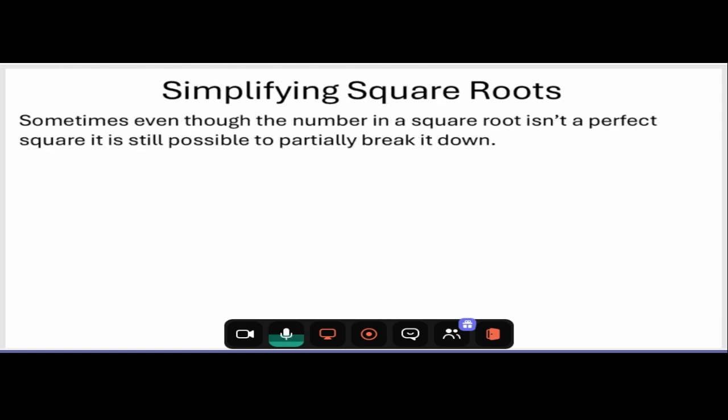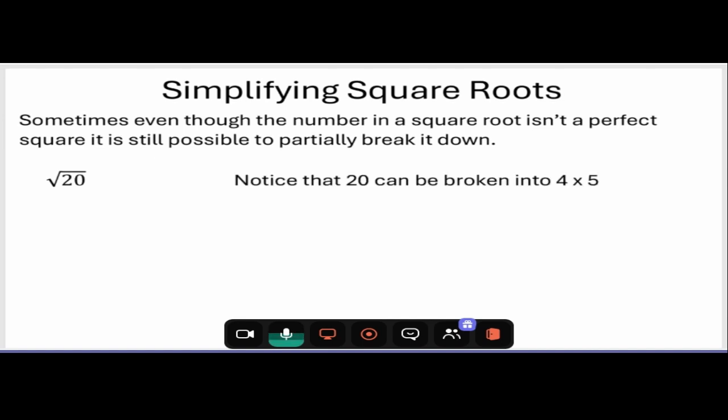Okay. Finally, we're going to come back to those weird ones that aren't perfect squares. And in fact, that's the vast majority of numbers in the universe, such as 20, right? Only a very few are perfect squares. What we're going to find is that even though we can't evaluate that as a nice integer, nice whole number, we can break it down. So what we notice is that we could break 20 if we wanted to into 4 times 5.